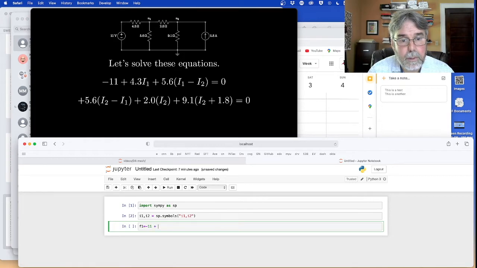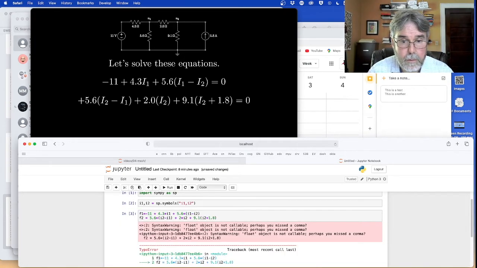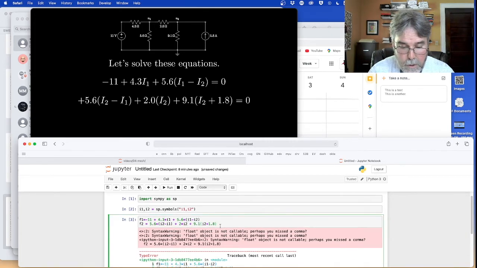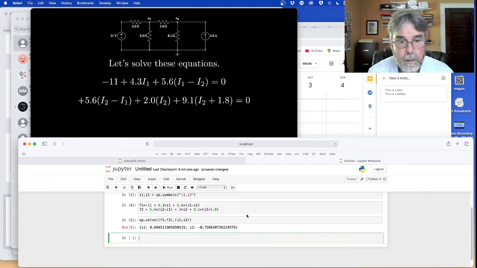So it's negative 11 plus 4.3 times I1 plus 5.6 times I1 minus I2. That's it. F2 is 5.6 times, and this time it's I2 minus I1, plus 2 times I2, plus 9.1 times I2, plus 1.8. Okay. Now what did I do wrong here? Left out a star right there. Okay. So then let's solve. We're going to solve F1 and F2 for the variables I1 and I2.